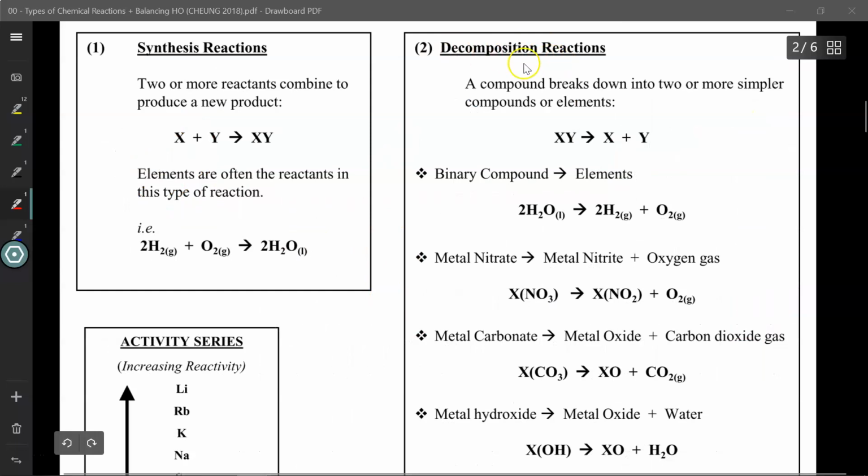Now the next pattern we're looking at is called decomposition reactions. They are the exact opposite of synthesis. While synthesis builds into a bigger compound, decomposition takes a big compound and breaks it down to smaller elements. Now in grade 10 you probably only talked about simple decomposition, where a binary compound broke up into its individual elements. But this year in grade 11 we're going to introduce a few more. Decomposition of metal nitrates, metal carbonates, and metal hydroxides. But let's start with the easy one first.